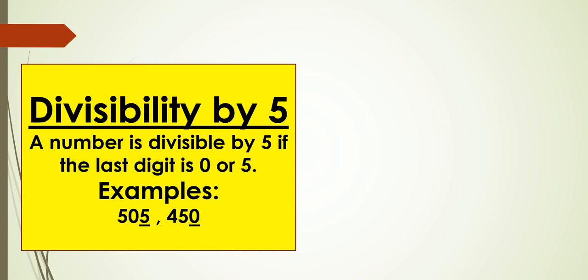Next is divisibility by 5. A number is divisible by 5 if the last digit is 0 or 5. So in this test, we have to see the last digit. If the last digit is 0 or 5, then the original number will be divisible by 5. For example, 505. The last digit is 5. And the next example is 450. The last digit is 0. So these two numbers are exactly divisible by 5.